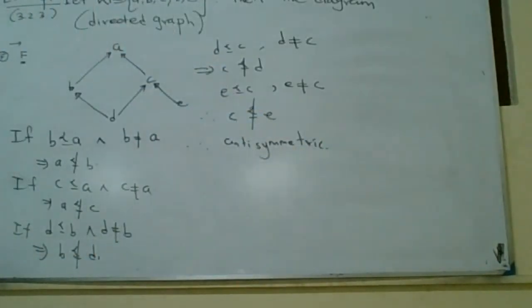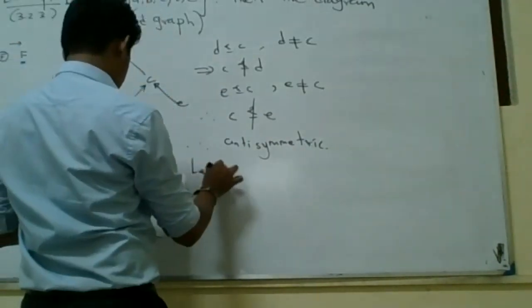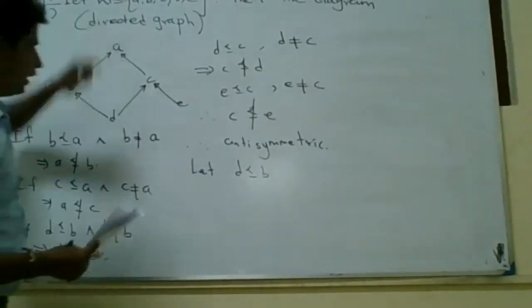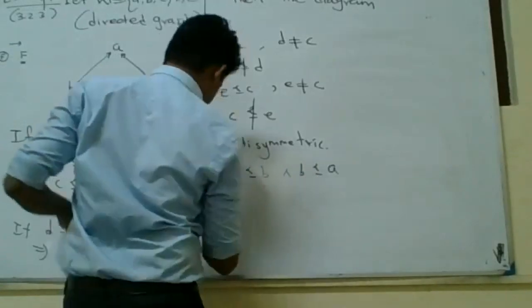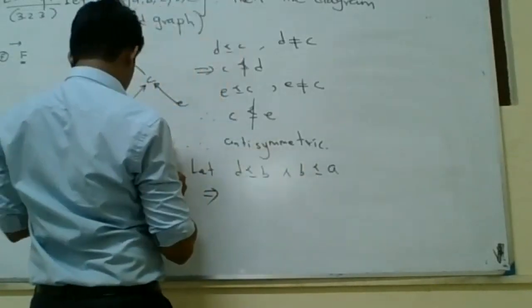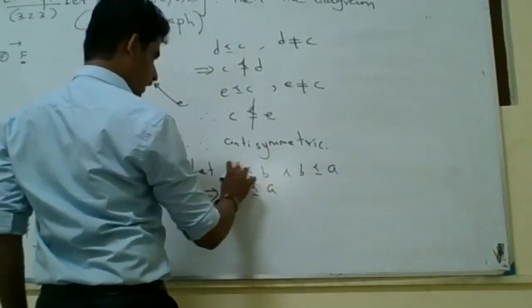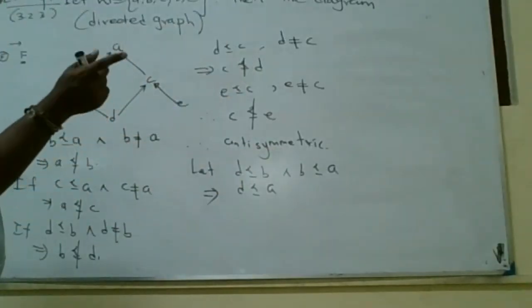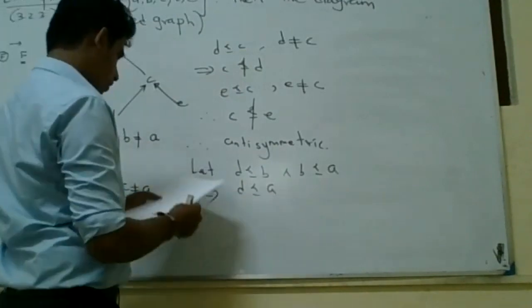Okay. Transitive check. Transitive: D precedes B, and B precedes A. But we get this one. This one means D precedes A. Because D comma B belongs to R and B comma A belongs to R, therefore D comma A also belongs to R like this. Therefore, D precedes A. Transitive case.